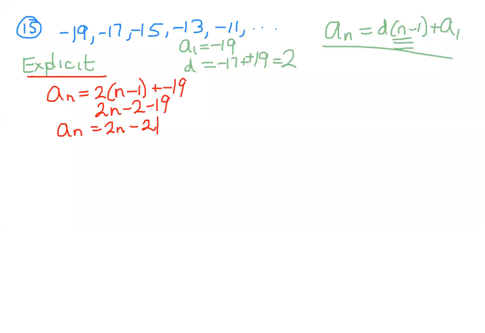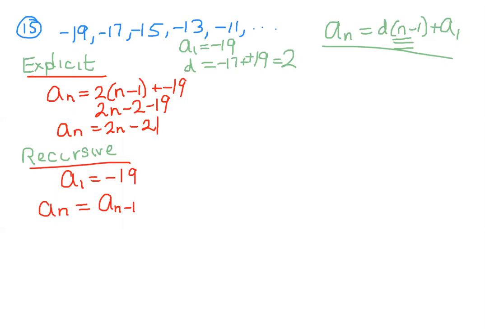Then for a recursive, all we're going to do is define the first term. So we're going to say a1 equals negative 19, and then we're going to say an equals an minus 1, which is the term right before it, plus d, whatever d is, for n greater than or equal to 2. Remember that this rule only works for the second term on up. We have to define the first term. So this is easy enough.